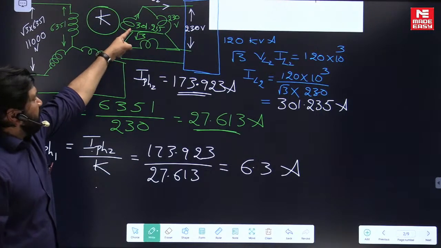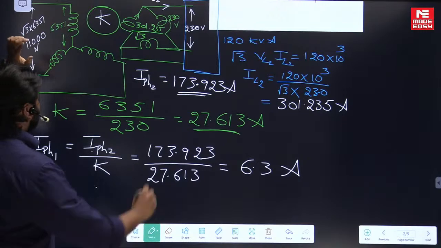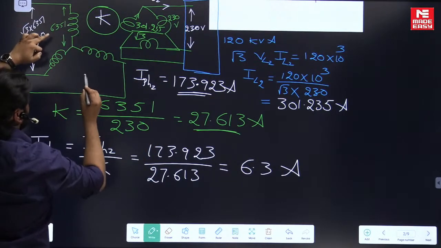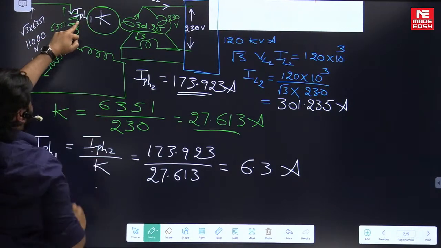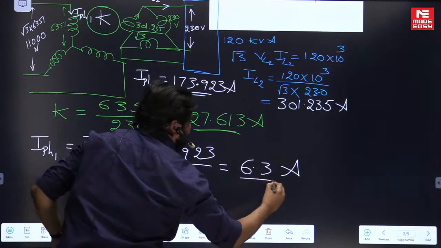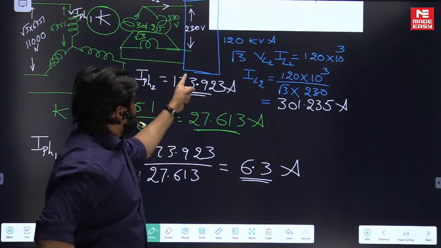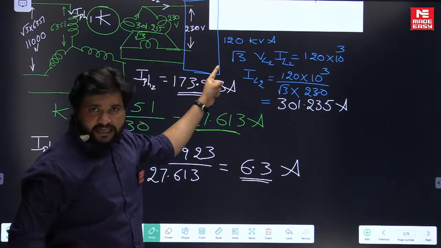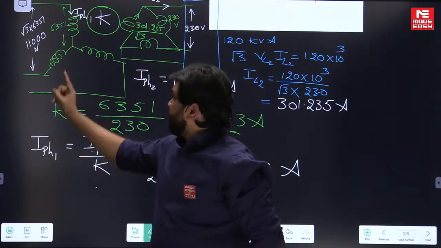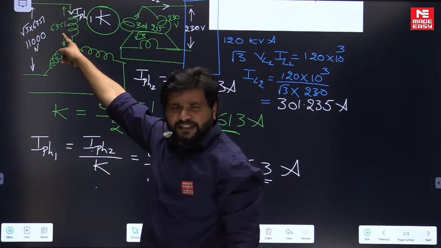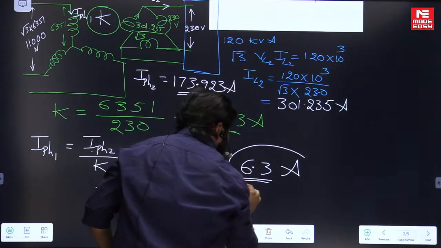If there is a current here, I phase 2, what is the current in the primary? It means I by K. So on that basis, we have now calculated I phase 1. What is I phase 1? 6.3 amperes. In simple words, because of the load of 120 kVA connected across the secondary, the current flowing in the primary, here line is equal to phase, is finally 6.3 amperes.